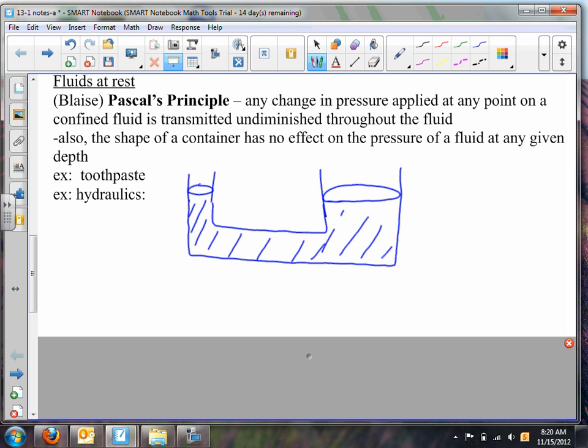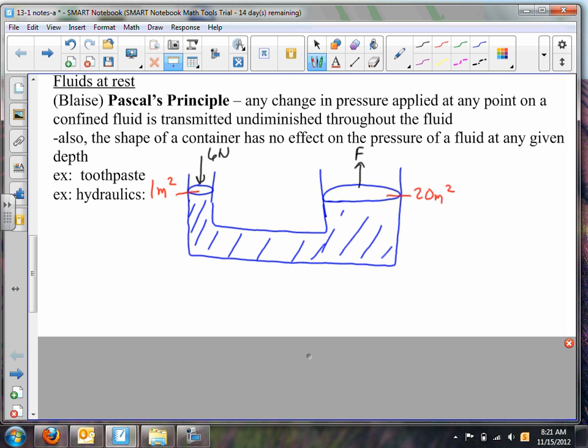On top of this one, I apply a force of 6 newtons. And let's say that this has an area of 1 square meter. And this one is obviously larger, let's call it 20 square meters. The question is, how much force can the larger piston now lift?